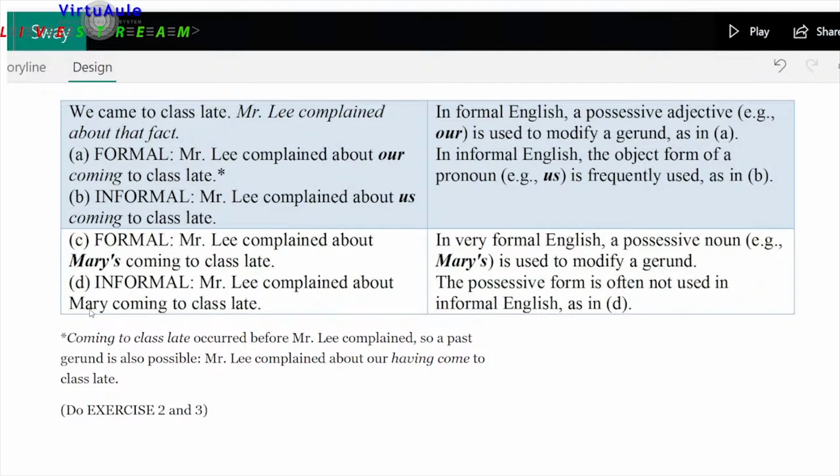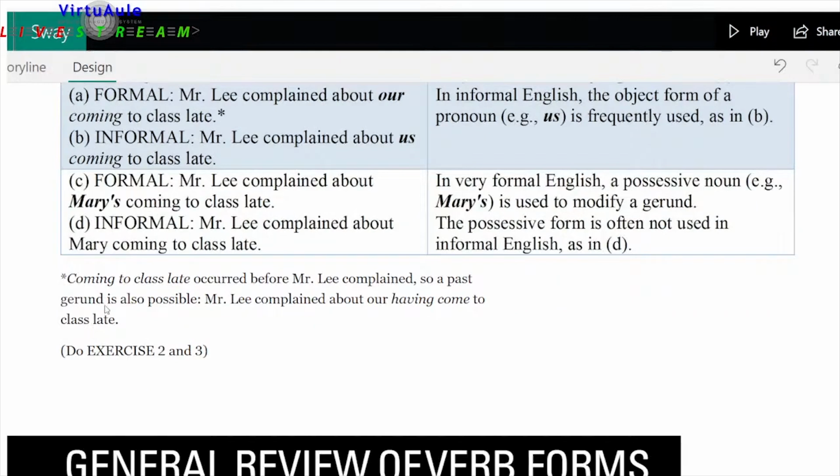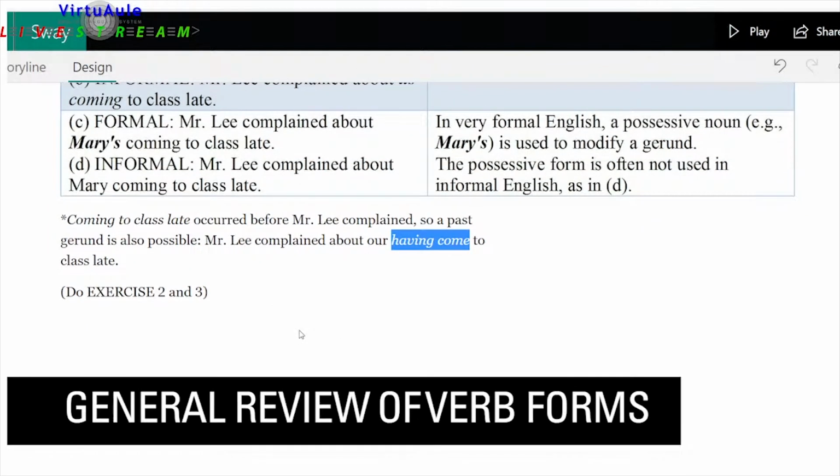Okay, so you have complained about Mary coming to class late. Coming to class late occurred before Mr. Lee complained, so a past gerund is also possible. Mr. Lee complained about our having come to class late. That's also possible. It's a little bit difficult, but possible.